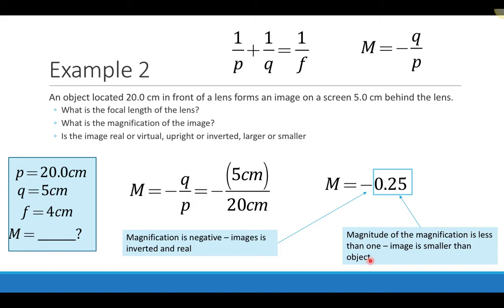So we can either solve for the image distance, which we looked at in the first two examples, or if the object distance and the image distance are given to us, we can solve for what the focal length of that particular lens must be.